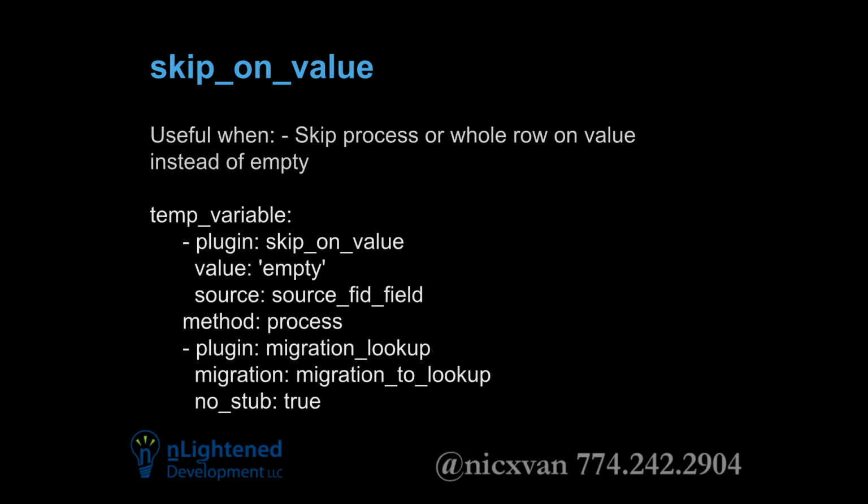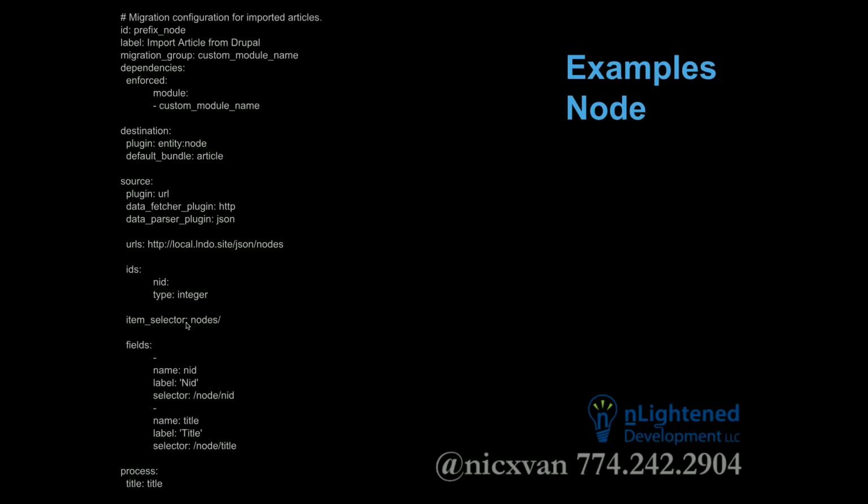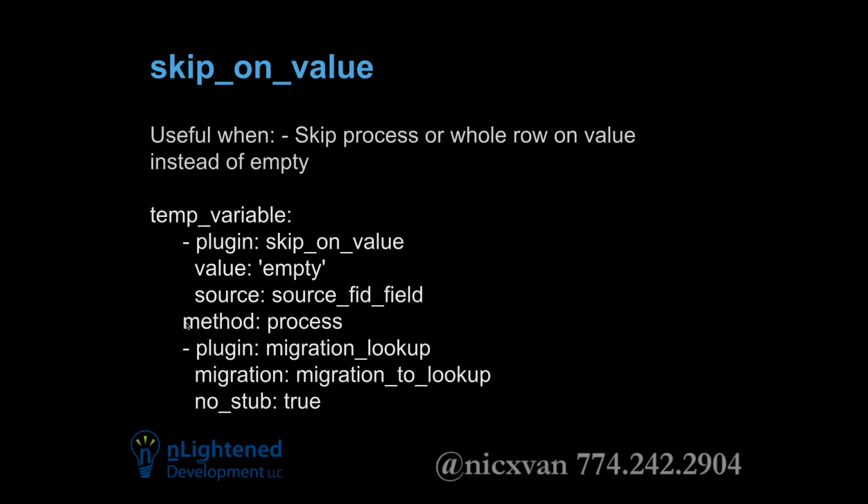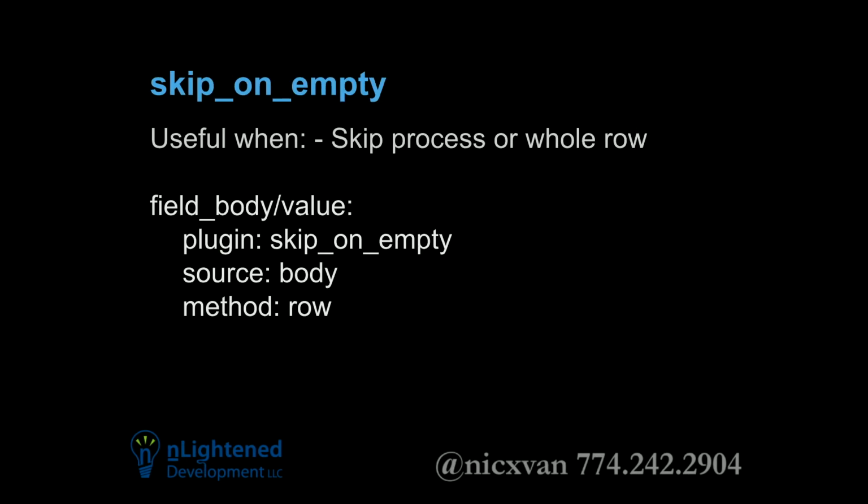Excuse me, does that mean with that one, it would skip just one field? Because the empty would skip a whole lot? Okay, that's a good question. Both of them can do 2 things. So see under method, method here says process. If we go back to the skip on empty, the method says row. So that's something you define.